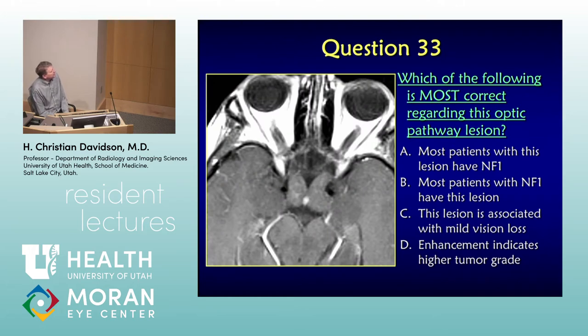Which of the following is most correct regarding this optic pathway lesion? This is a T1 without fat suppression because you see all the fat is still bright. And it's post-contrast because you can see that the vessels and the mucosa is bright. So which of the following is most correct?